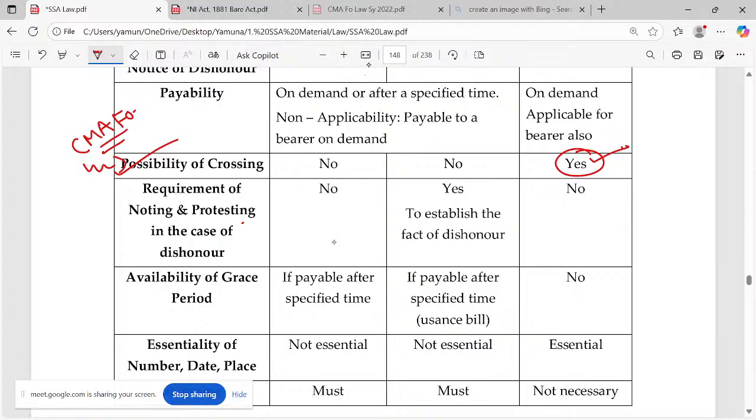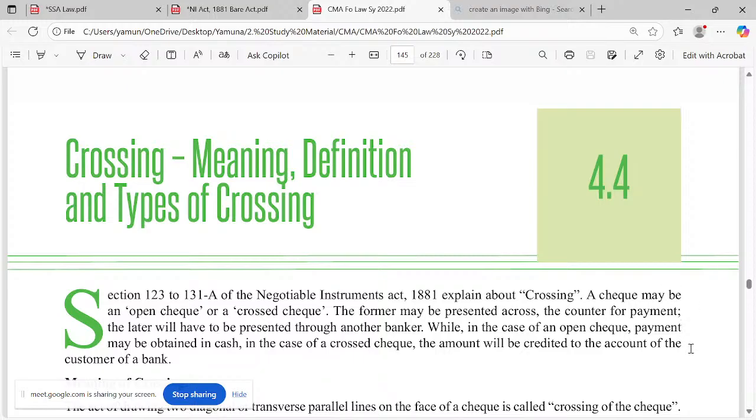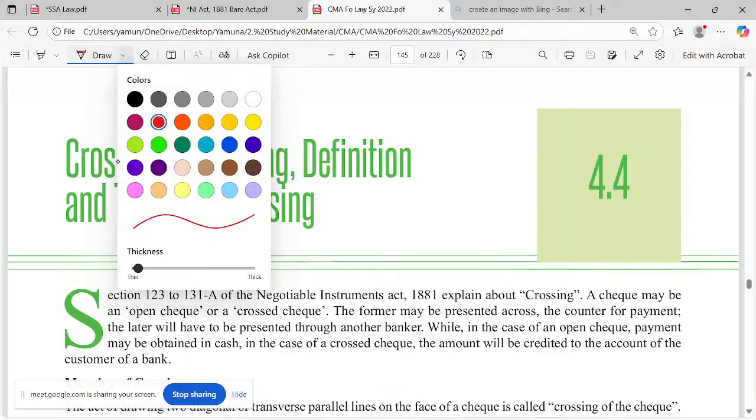Okay, so for this small content, it's a very small content. For this I am referring to the CMA Foundation material. It's not available in the SSA material. So what do you mean actually by crossing? You are giving some instructions to the banker. That's why you call it crossing.